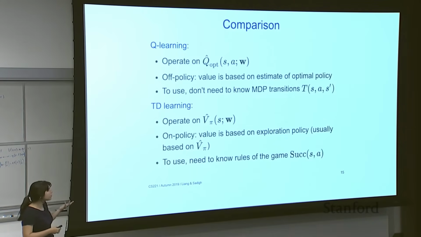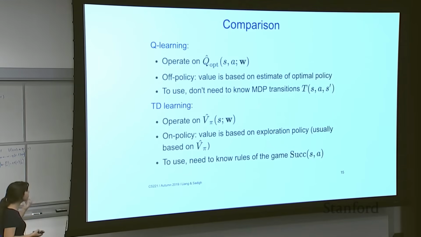And then finally, in Q-learning, you don't need to know the MDP transitions, so you don't need to know this transition function from s, a to s prime. But in the case of TD learning, you need to know the rules of the game. So you need to know how the successor function of s and a works. Okay? Those are some minor differences, but from the perspective of how the update works, it is pretty similar to what Q-learning does.